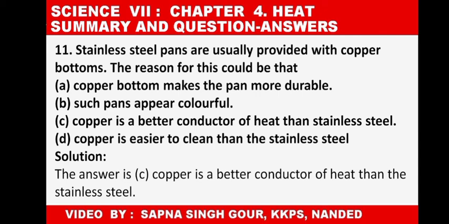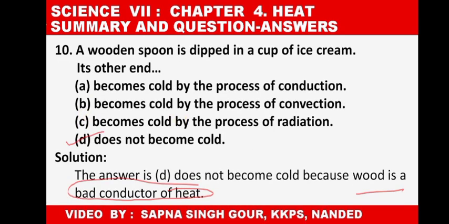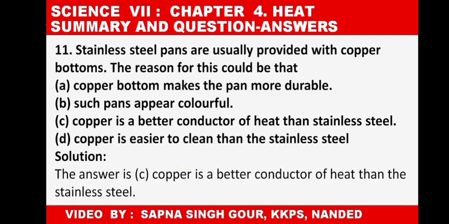Which is the right answer? C. Copper is a better conductor of heat than stainless steel. That's why stainless steel pans are usually provided with copper bottoms, as copper is a better conductor of heat. It allows the heat to pass through easily, right? That's why stainless steel pans are usually provided with copper bottoms.